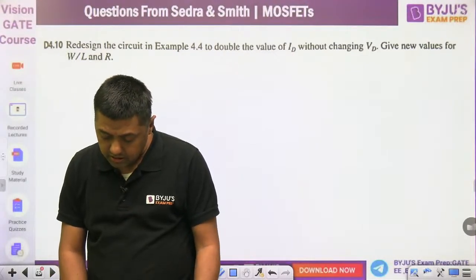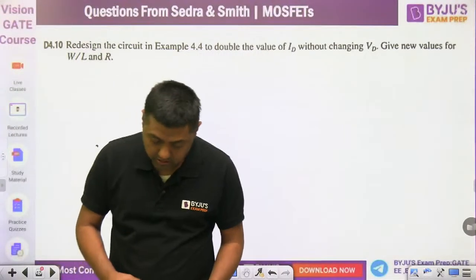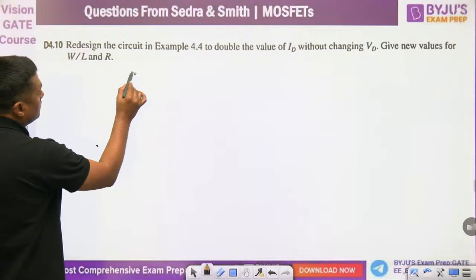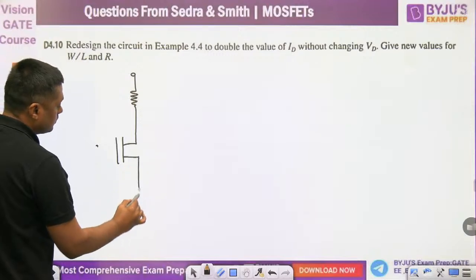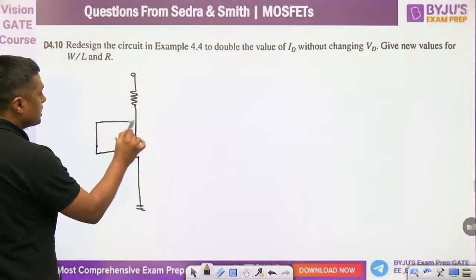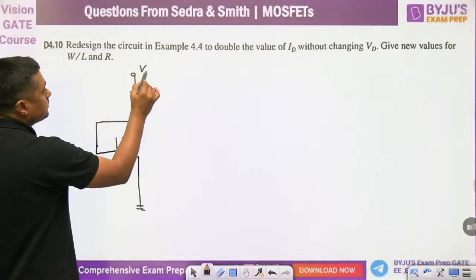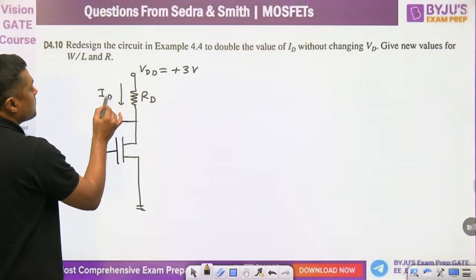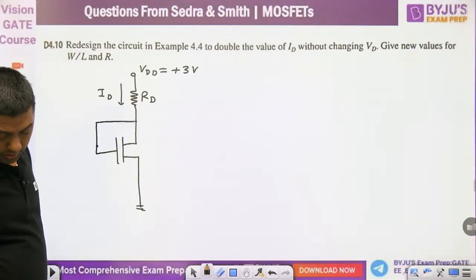Yes. Redesign the circuit in example 4.4. So where is example 4.4? That is the diagram, guys. And just I am giving you the diagram here. This is grounded. This is connected here. RD is given, and in this diagram, VDD is given as 3 volt. ID is given, because what is the current through the gate terminal? 0. And this is only given 3 volt, and VD is given.